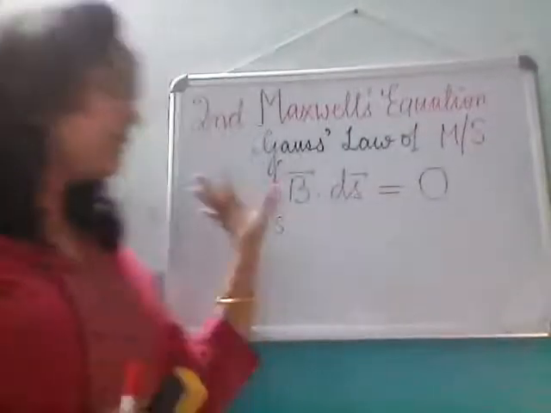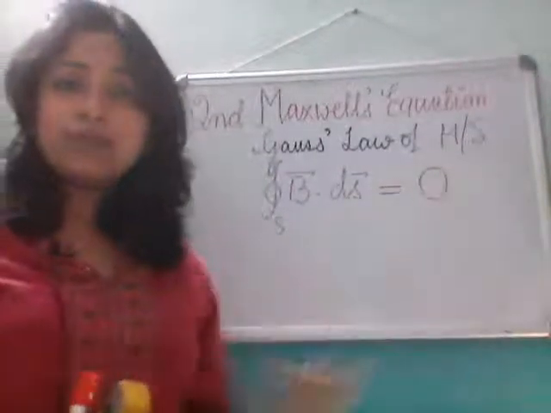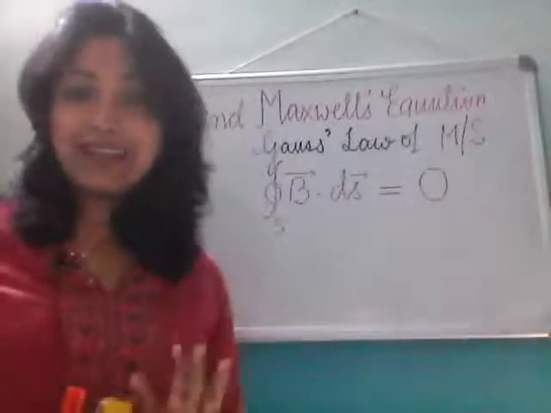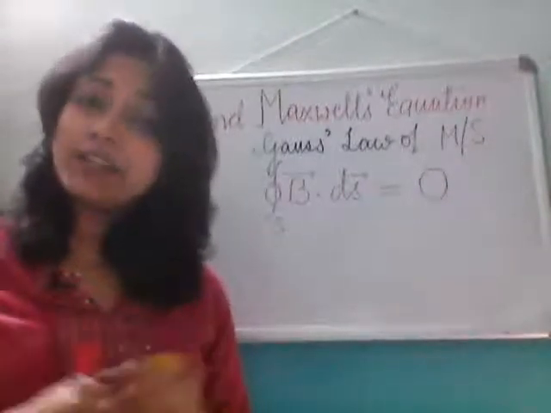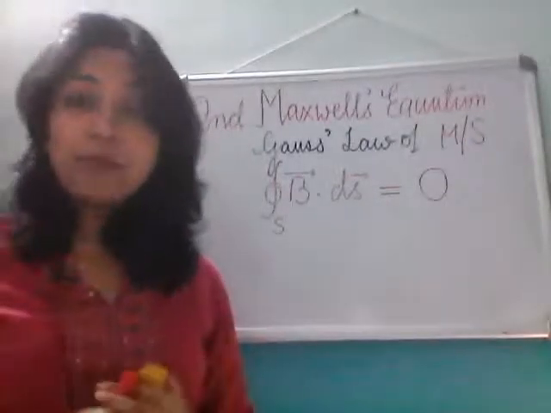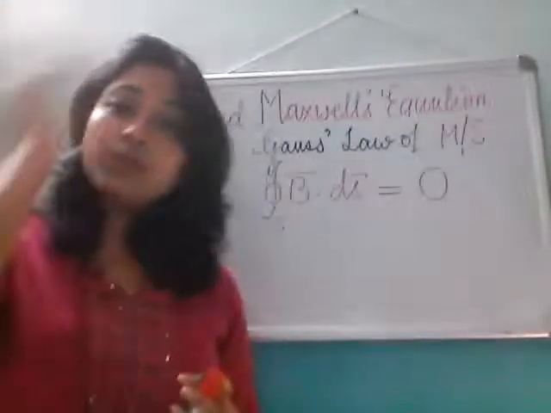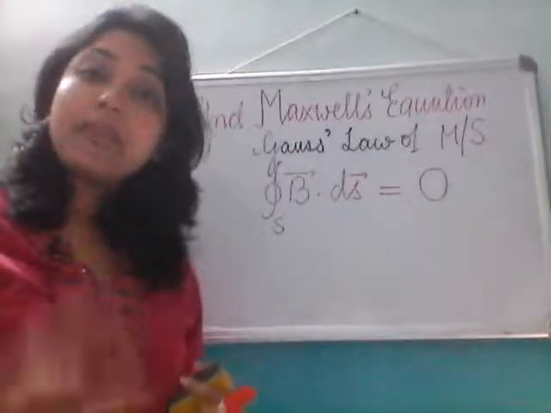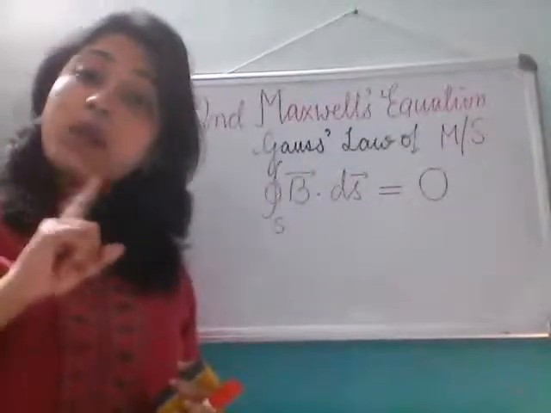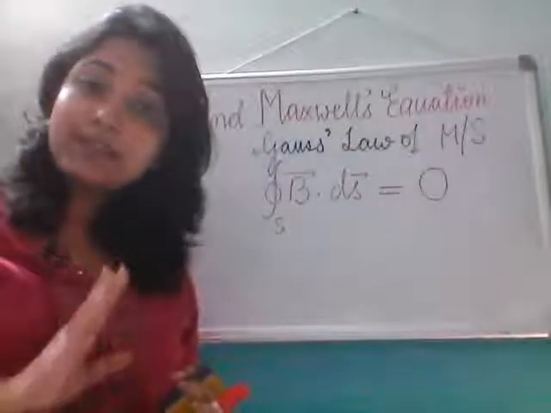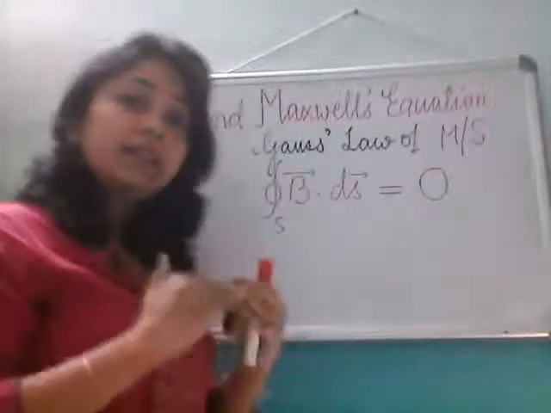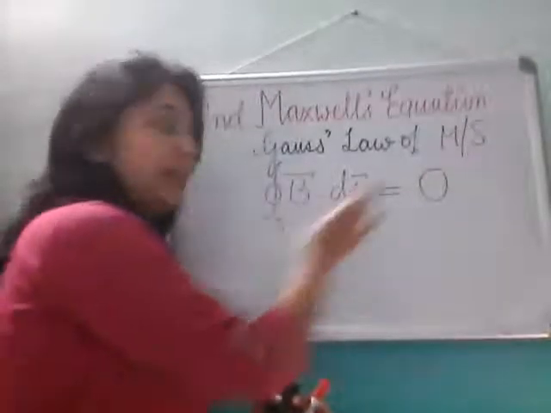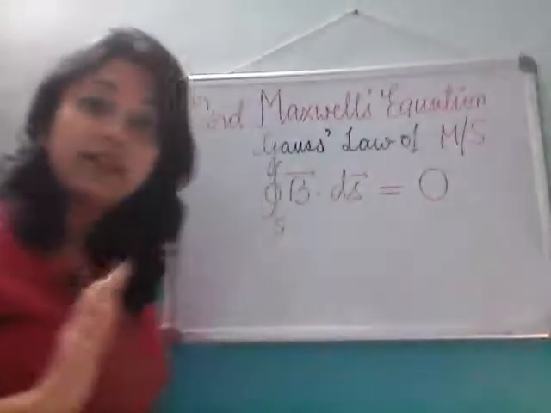Fine. So if this is our integral form of the second Maxwell's equation or the Gauss's law of magnetostatics, how can I convert it to the differential form? Once again, what will I do? I will be using the Gauss divergence theorem. Reminding all of you, what does Gauss divergence theorem tell us? It helps us to relate a closed surface integral into a volume integral.